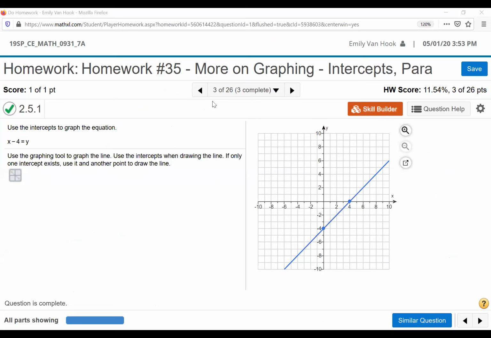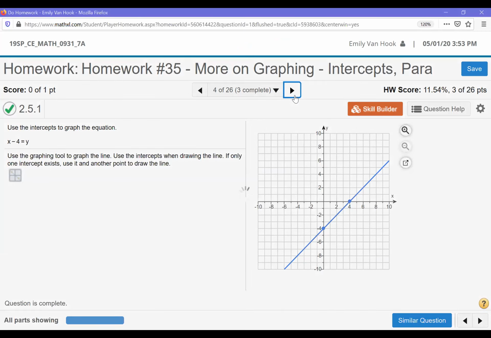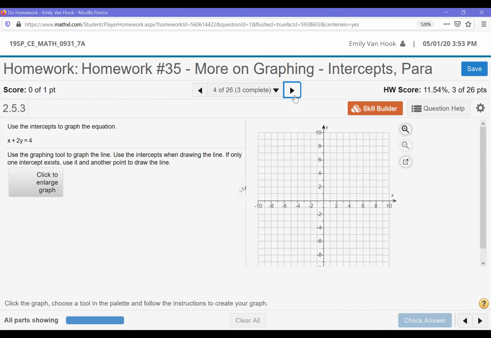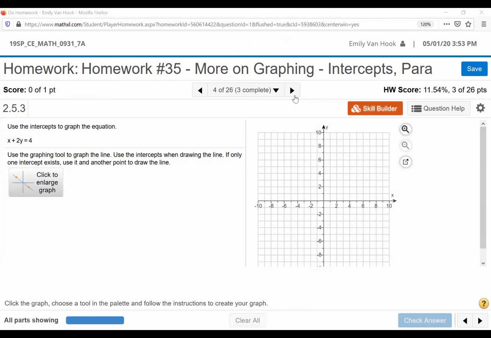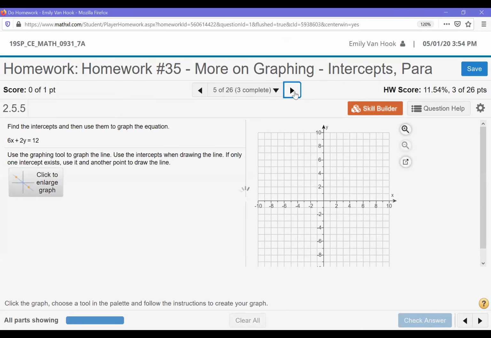Let's see, we had done, this was number 3, I believe. So let's look ahead a little bit. You have quite a few problems that will say use the intercepts. We want to look ahead until we see the word slope. So it's still saying find the intercept. So for now we're in number 6, we'd still be plugging in 0. Find the intercepts, number 7 still. Use the intercepts.